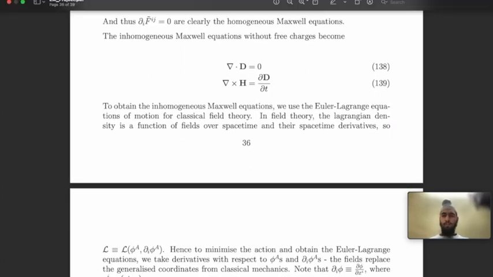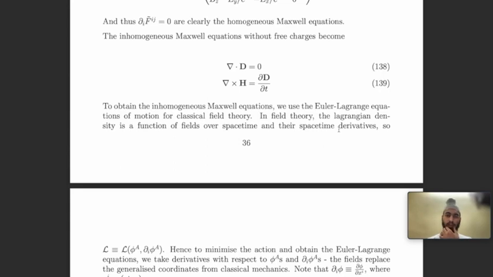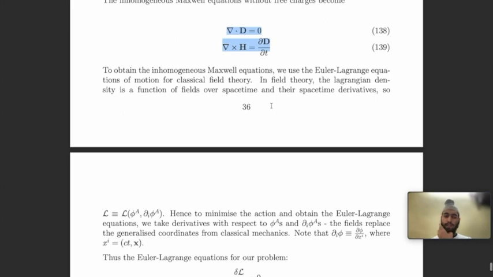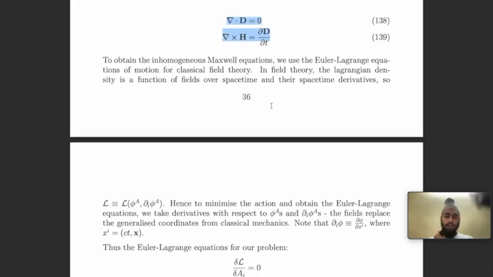To arrive at the inhomogeneous Maxwell equations, which without free charges are the divergence of D being 0 and the curl of H being ∂D by ∂t, we use the Euler-Lagrange equations for classical field theory, which were introduced above.